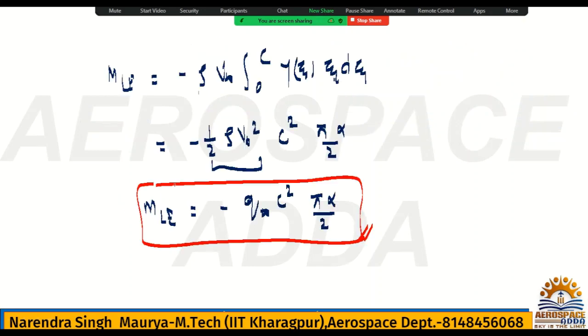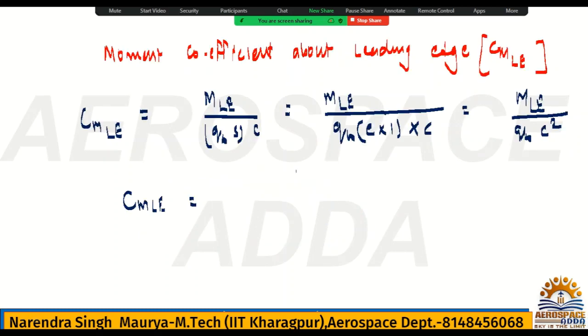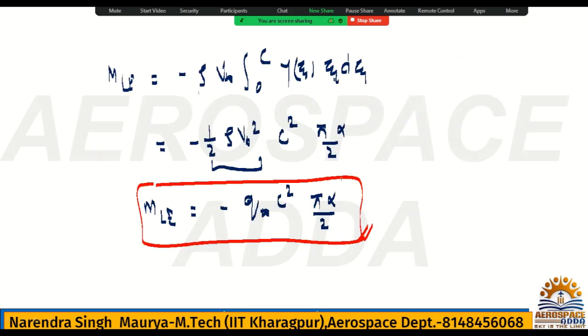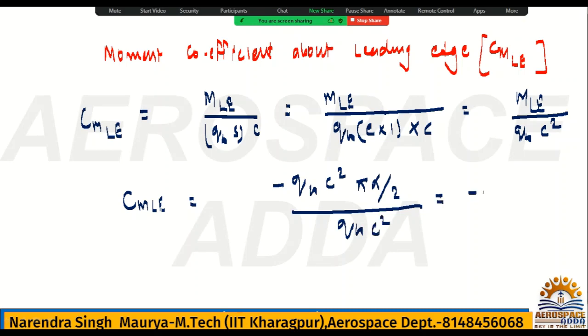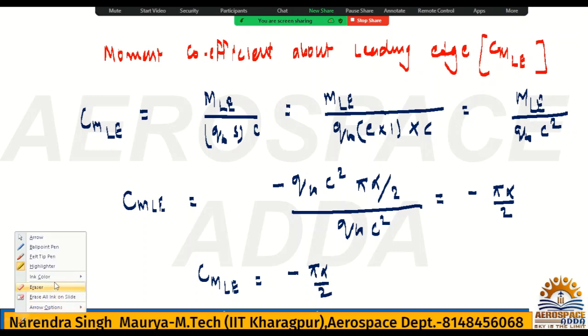Now you will write the value of cmle. So check what was the value of mle. It is nothing but minus q infinity c square pi alpha by 2 divided by q infinity c square. What you may get? You may get pi alpha by 2. This is a very, very powerful formula, dear, please make a note of it. It is a very, very important question they are asking from here.